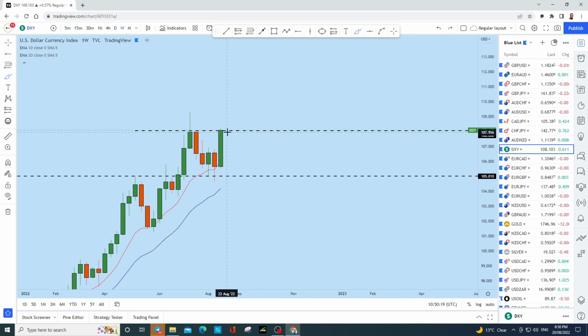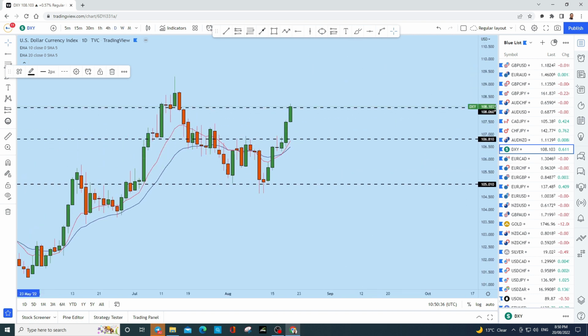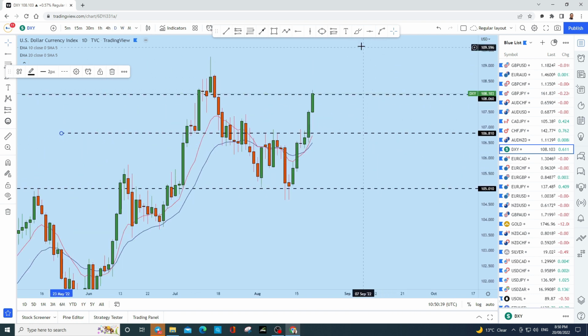Another possible scenario is, after going up a little bit, coming back down to test the previous neckline of this double bottom here. And then from this neckline of the double bottom, we could potentially see the price going up from this zone. And this is what we will be doing on the daily perspective on DXY. I will be interested in buying from this zone if it reaches this level.